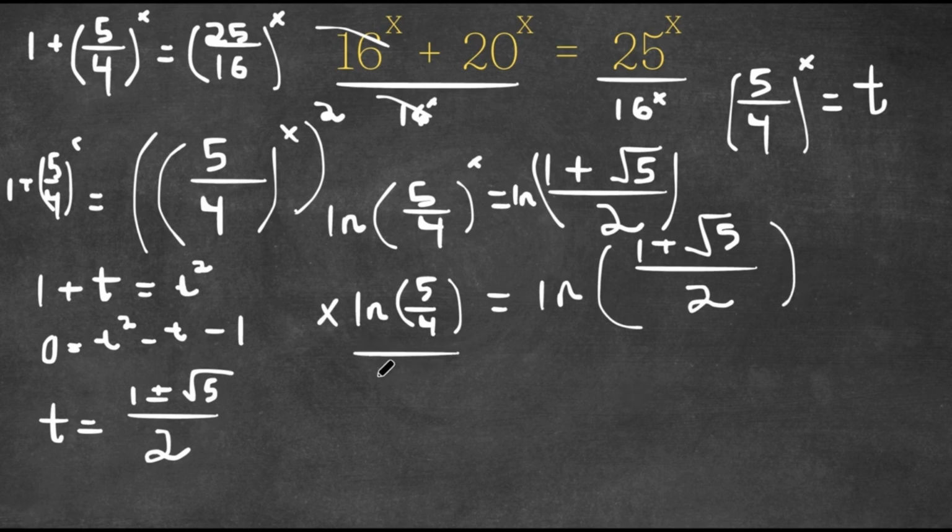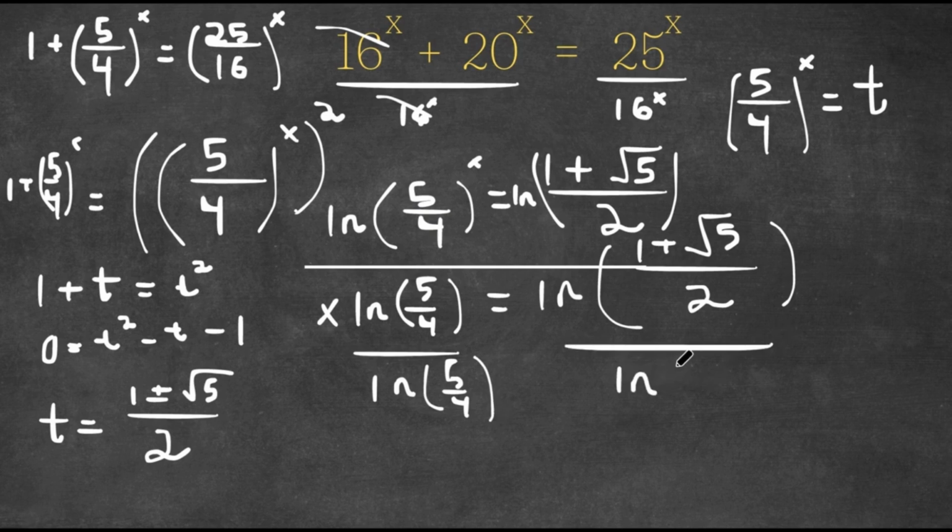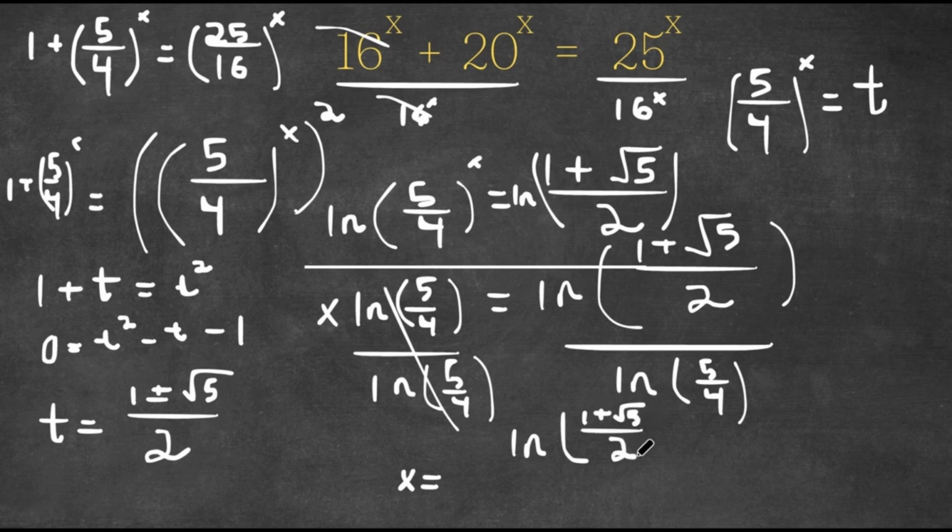So now if I divide ln 5 over 4 on both sides, these two cancel out, and I get x is equal to ln 1 plus or minus the square root of 5 over 2 over ln 5 over 4. So this is our answer.